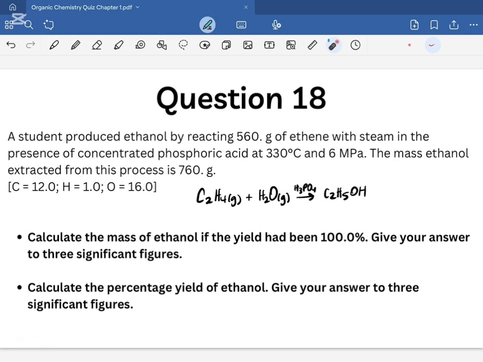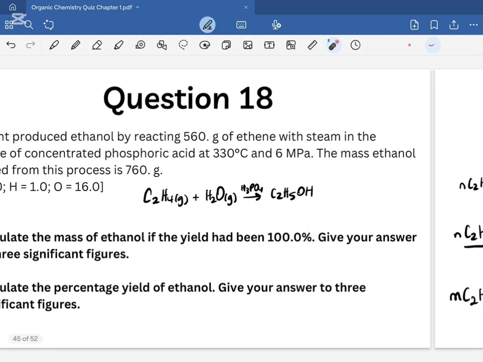Now, a student produced ethanol by reacting 560 grams of ethene with steam in the presence of concentrated phosphoric acid at a temperature of 330 degrees Celsius and 6 megapascal. The mass of ethanol extracted from this process is 760 grams. We are given the molar mass for each atom. Calculate the mass of ethanol if the yield had been 100% and give your answer to 3 significant figures.